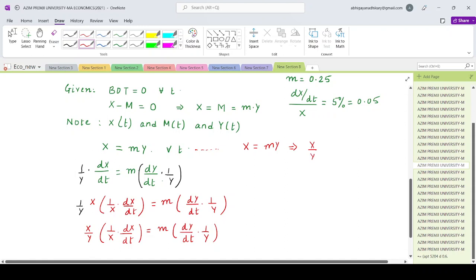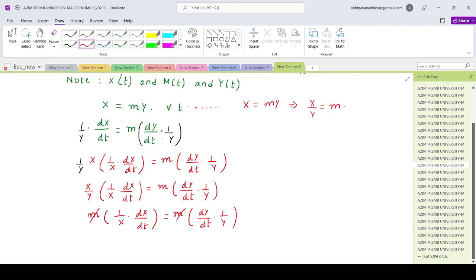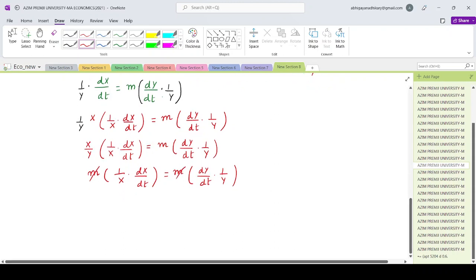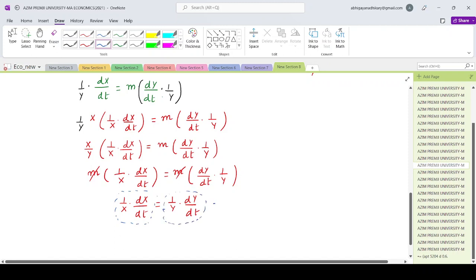What is x/y? It is the marginal propensity to import, so this is also m, right? m times 1/x dx/dt equals m times dy/dt times 1/y. So m and m get cancelled out. So 1/x dx/dt equals 1/y dy/dt. The growth rate of exports, the term on the left, is the same as the growth rate of output or GDP. So that means this is also 5%.